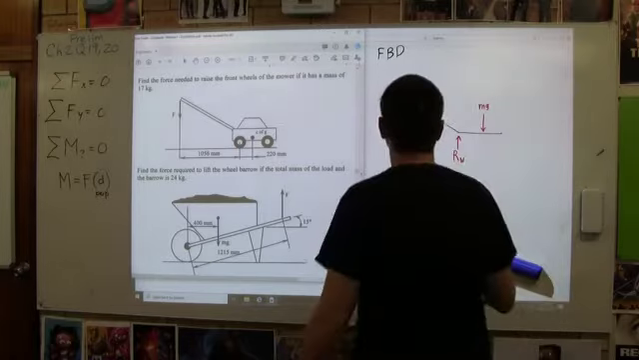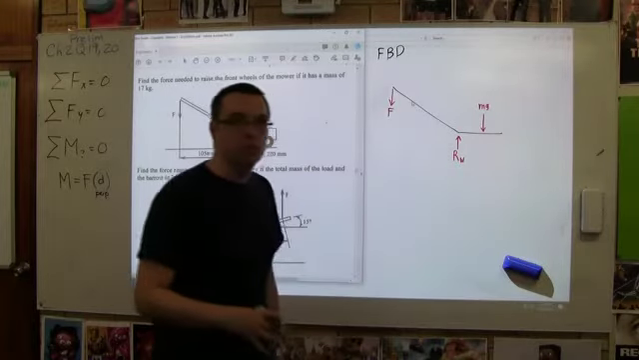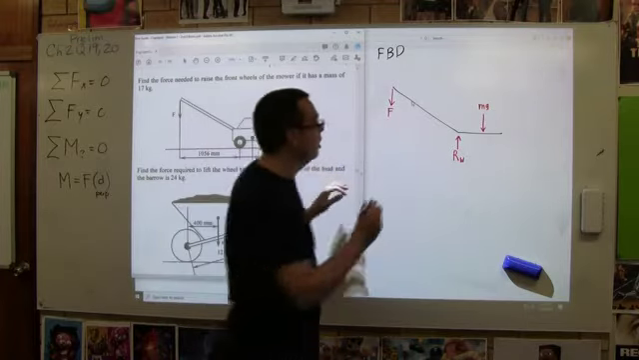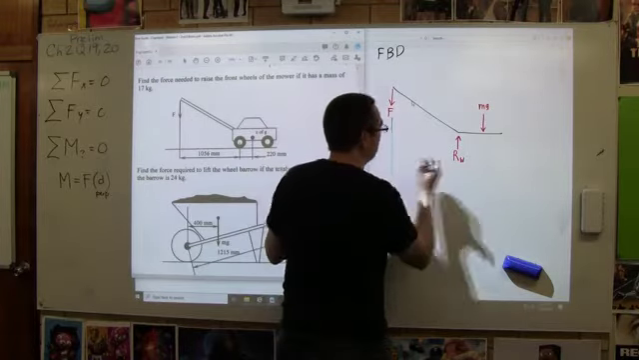We've got 3 forces. We know that 3 forces in equilibrium must be either parallel or concurrent. These are parallel, so there's no point of concurrency. We can't use the 3-force method to solve this.